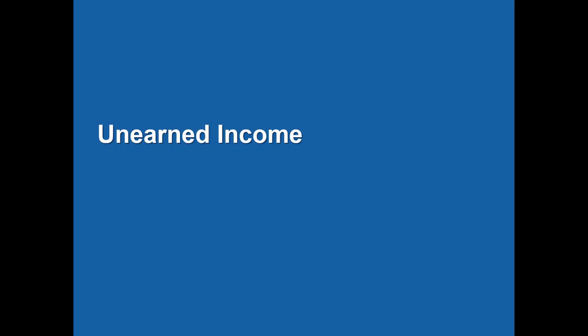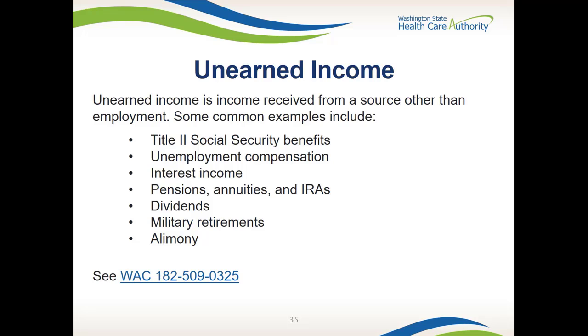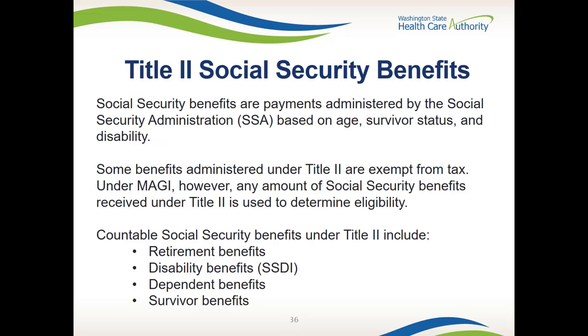Now let's review unearned income. What is unearned income? Unearned income is income received from a source other than employment. Some common examples include Title II Social Security benefits, unemployment compensation, interest income, pensions, annuities, and IRAs, dividends, military retirement, and alimony.